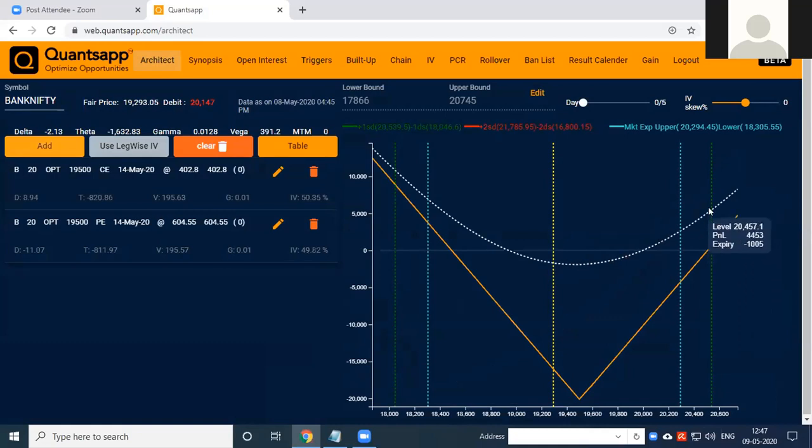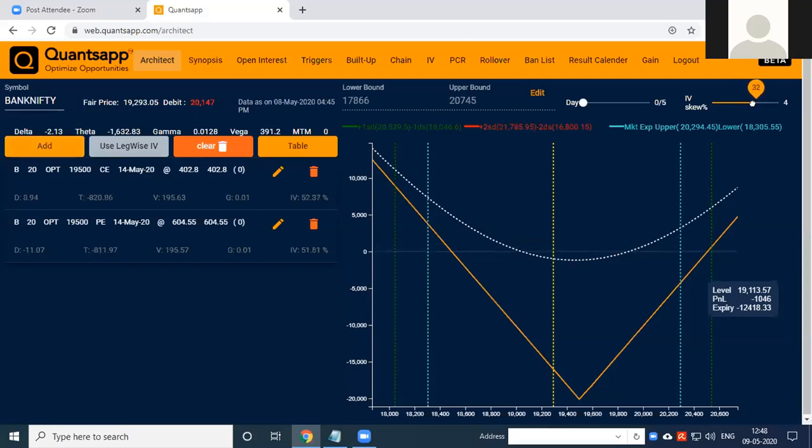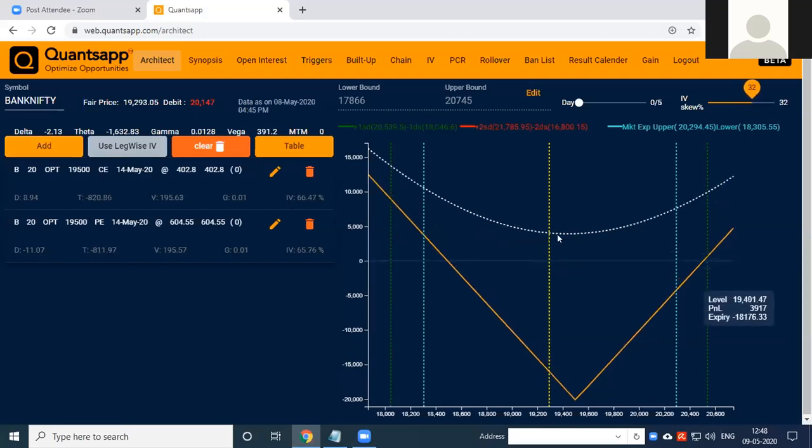Okay, so the straddles are the ones where if the move comes on an immediate basis, you make the fastest money, while if the move comes after some time, you have a deeper loss. So the straddles should be played when you expect an instant move. Okay, now basically straddles and strangles are volatility strategies. So here we have an outflow of 20,000. If I change my IV, if IV goes higher, your profitability shifts higher.